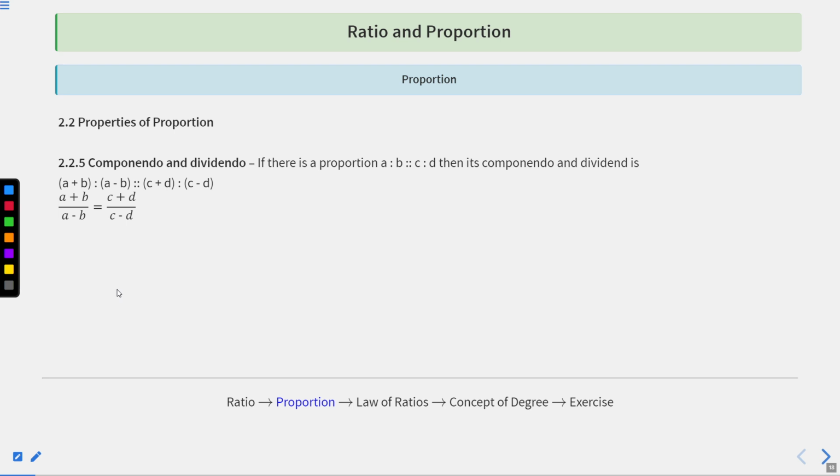And now we have componendo and dividendo. If there is a proportion, then its componendo and dividendo is given by A plus B upon A minus B equal to C plus D upon C minus D.